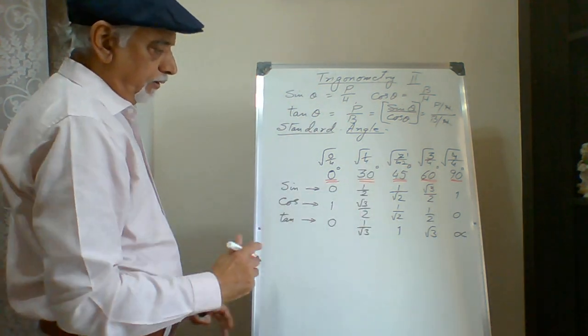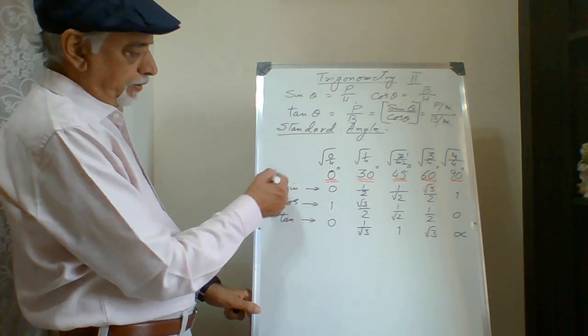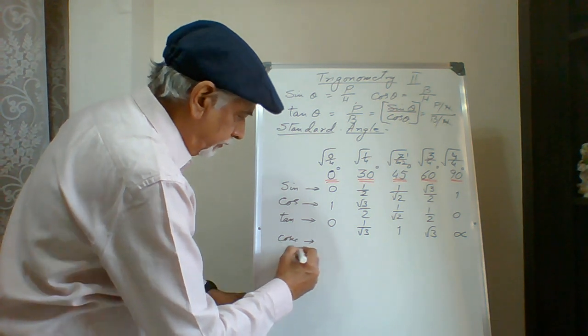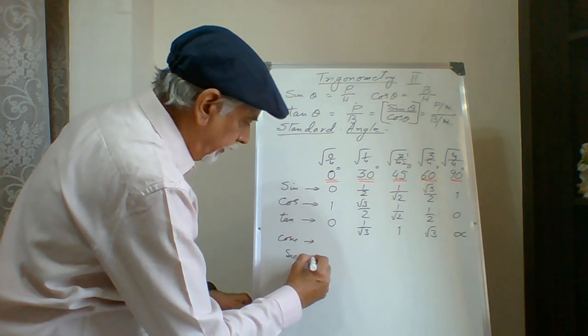Now this is so simple, and in case you have to find the value of the reverse of this, say cosec, then sec and cot.